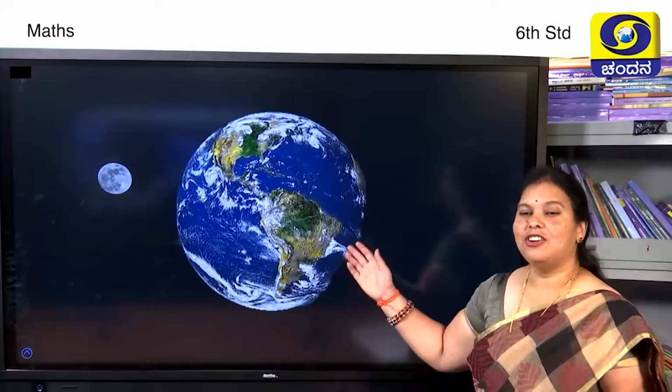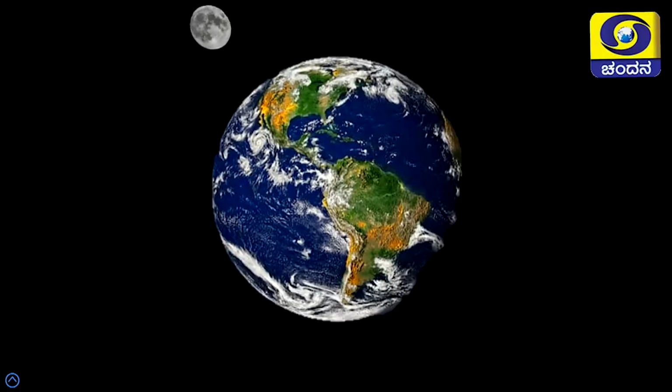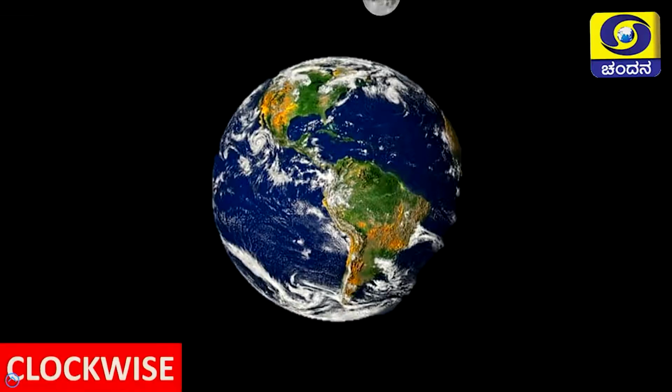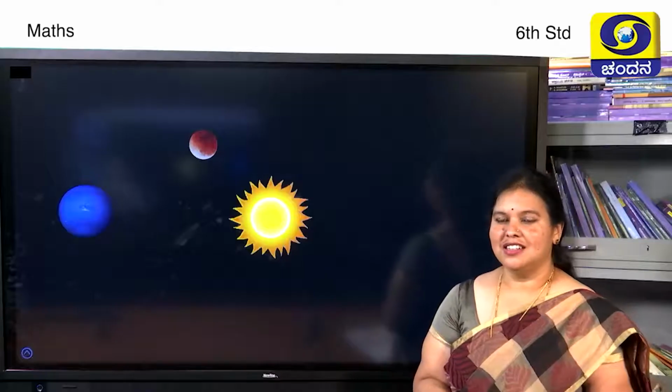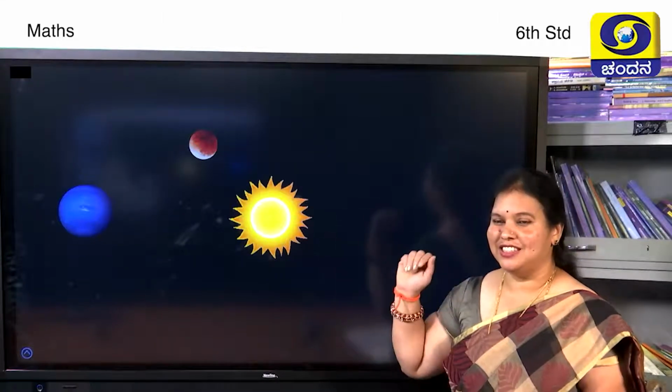This shows our planet Earth and its natural satellite Moon. Now, you observe and identify how the moon revolves around the earth. Is it clockwise or anti-clockwise motion? Remember the clock movement and think. Yes, it is clockwise motion. Children, see all of you. This is very spectacular and very interesting to watch.